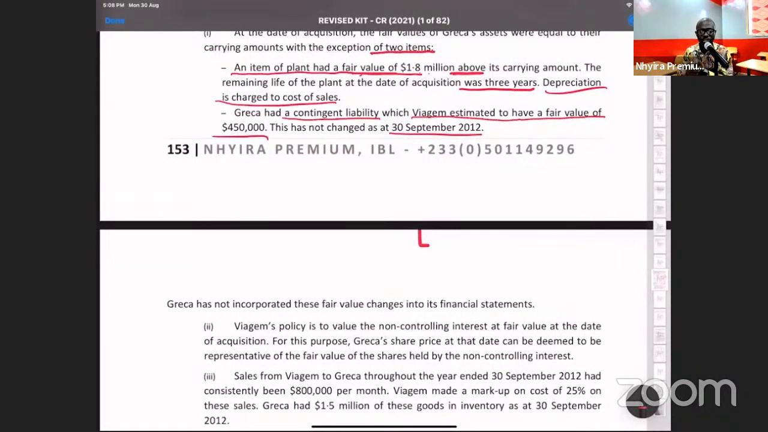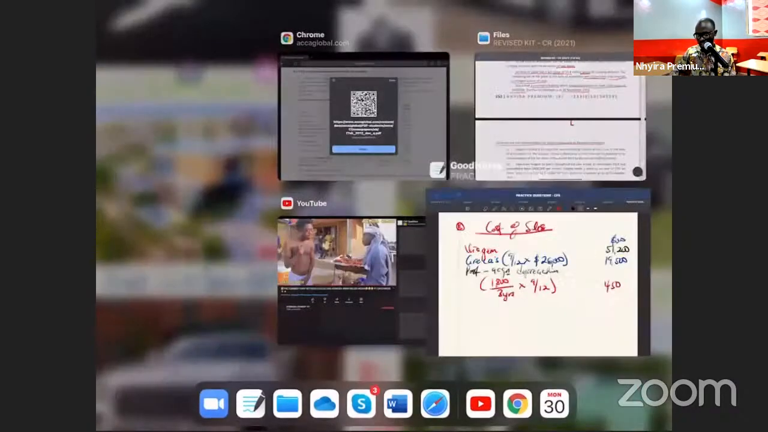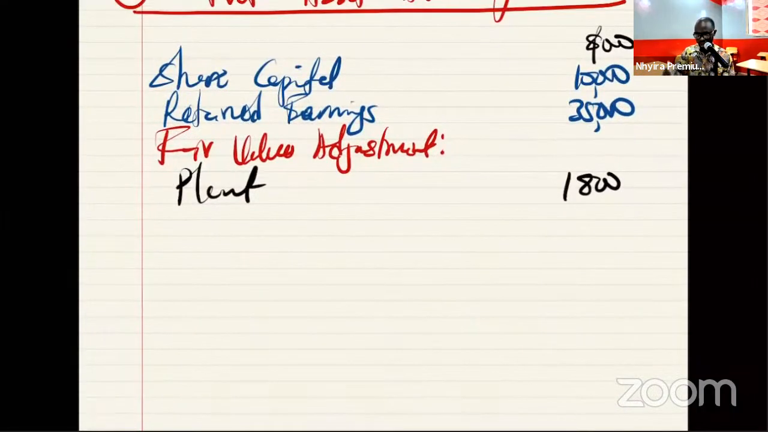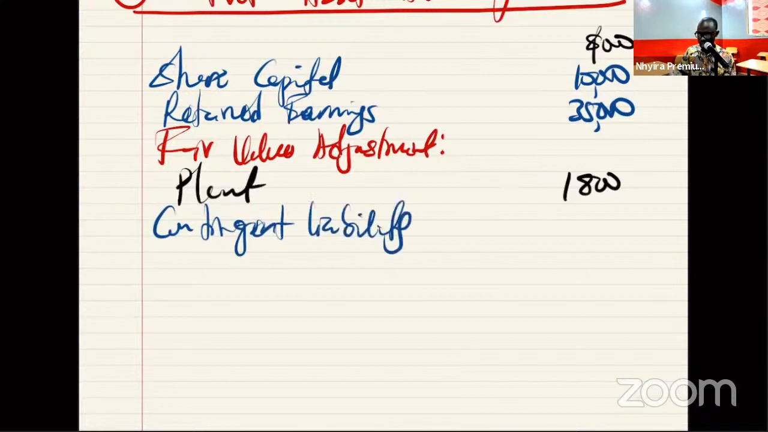So the examiner provides us with some issues. He says Greaser has not incorporated these fair value changes into its financial statement, which means this liability of 450 is not included there. So what do we do? We recognize it in the net asset schedule and bring it up. So that's going to be contingent liability, and that is 450. Remember, liability reduces your net assets. So we're going to be deducting that.